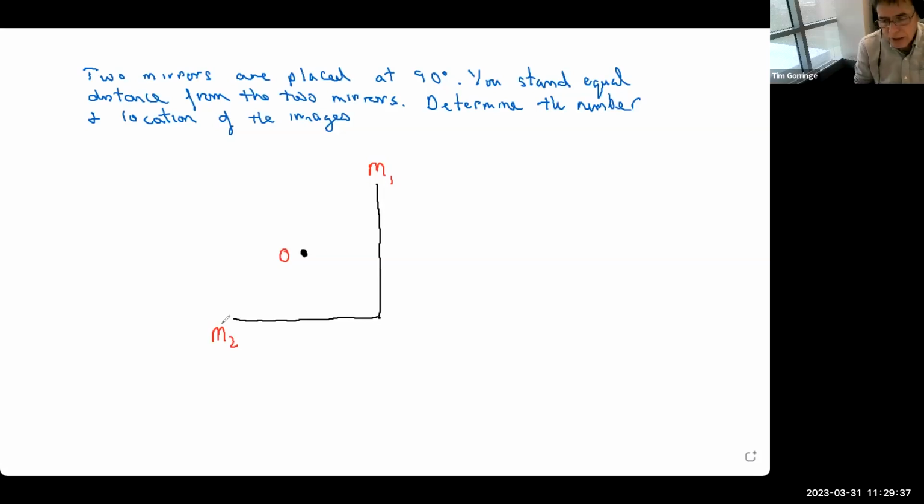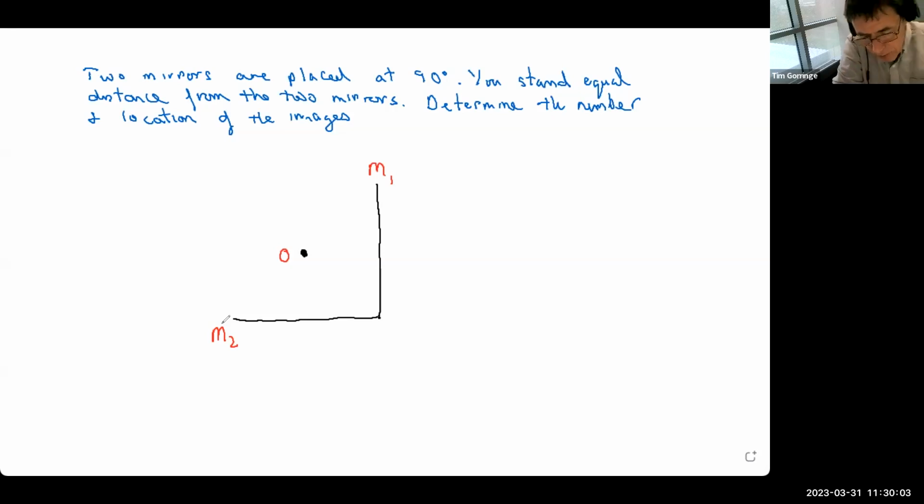I wanted to work through an example that involves reflection of plane mirrors. This is an example where we're going to find the images of an object in plane mirrors, and we're going to consider both a single reflection of a plane mirror and multiple reflections of a plane mirror to figure out all the images of the object.